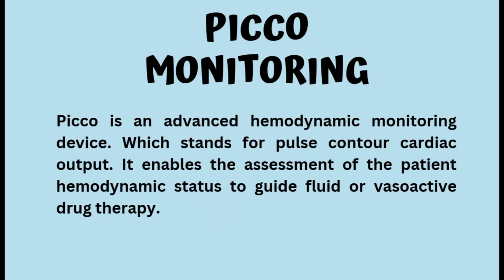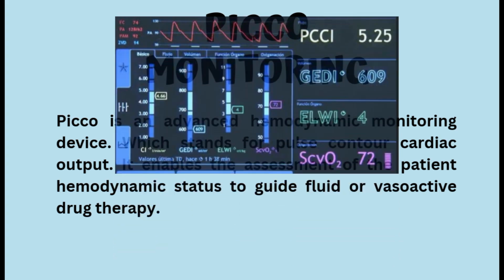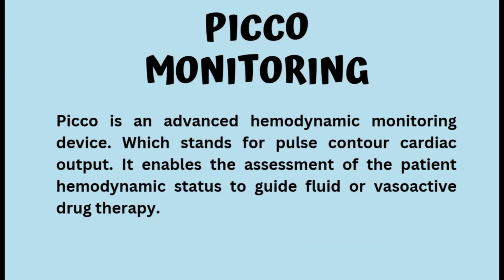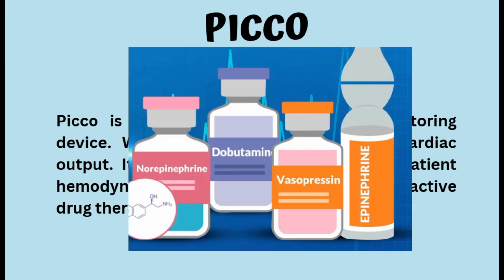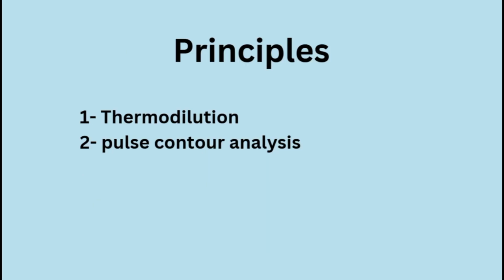So Pico stands for pulse contour cardiac output, which is an advanced hemodynamic device. It determines whether a patient needs fluids or vasoactive therapy. Means through Pico we come to know whether we have to give fluids or drugs, like vasopressors or inotropes. This monitoring device works on two principles, which are thermodilution and pulse contour analysis. Let's discuss each of these principles separately.